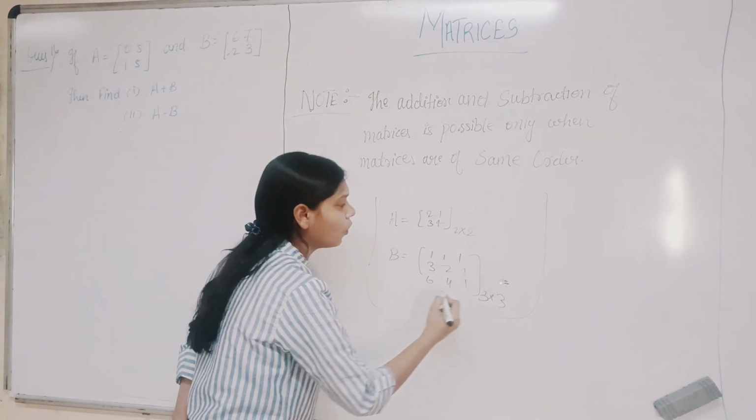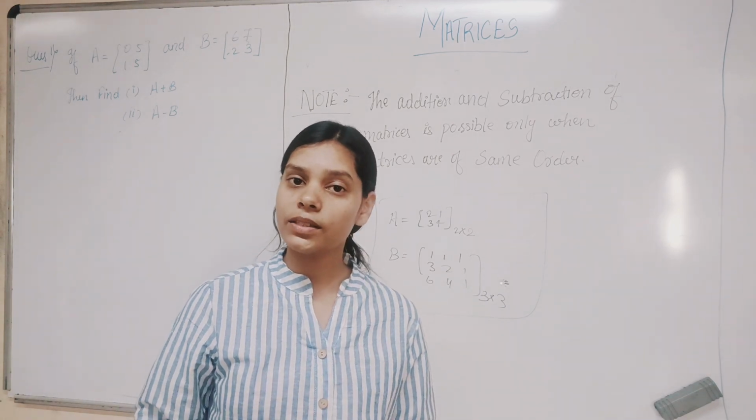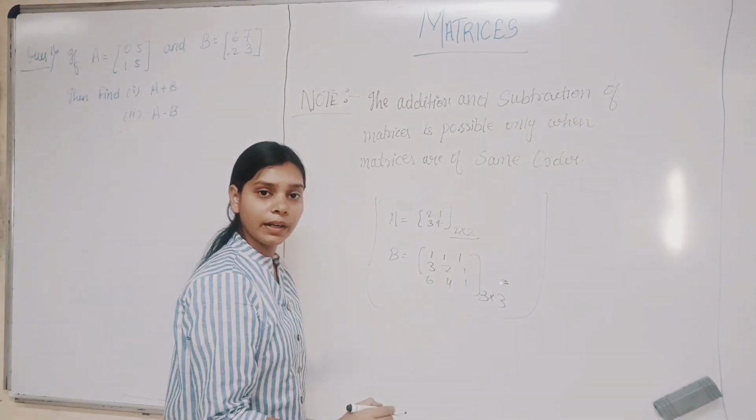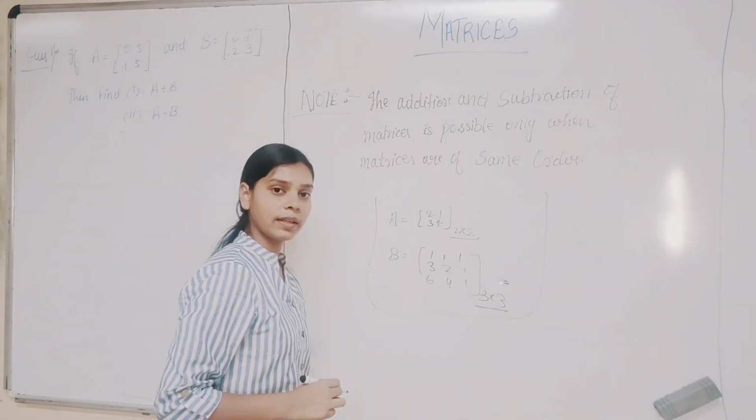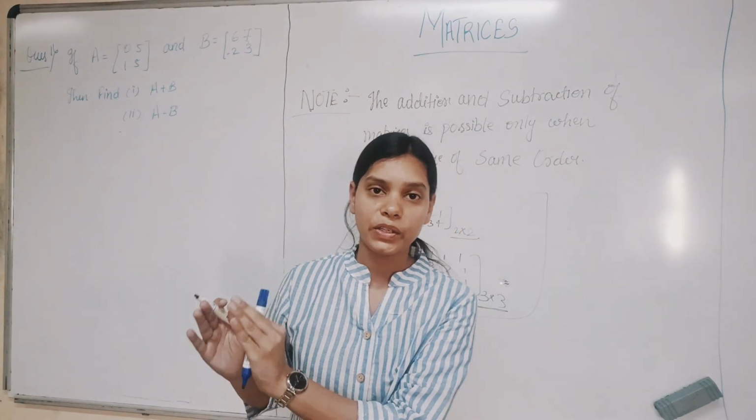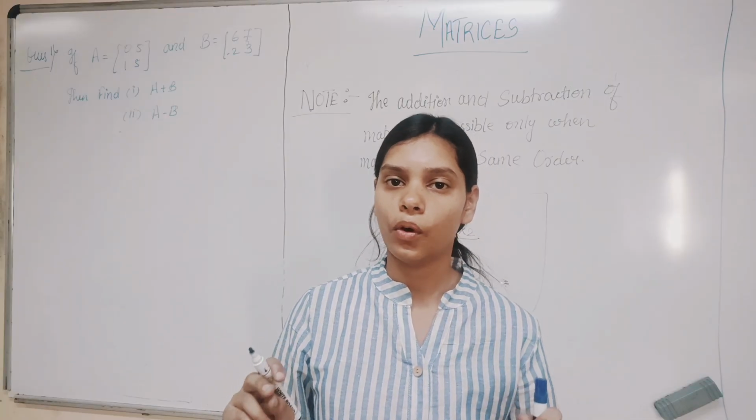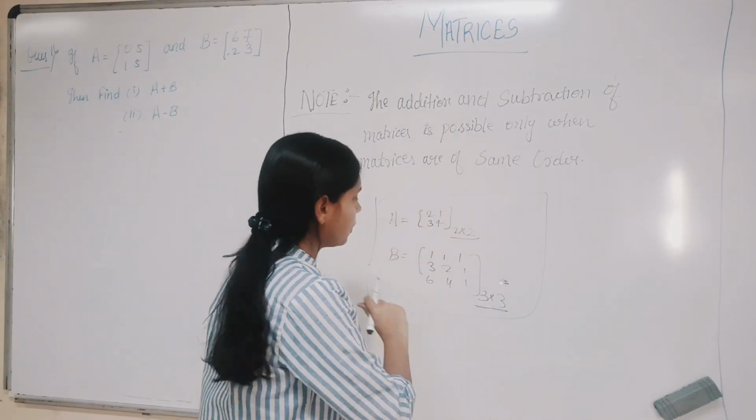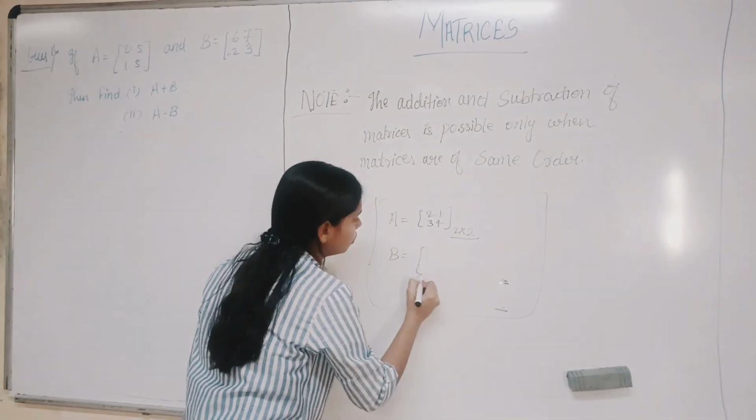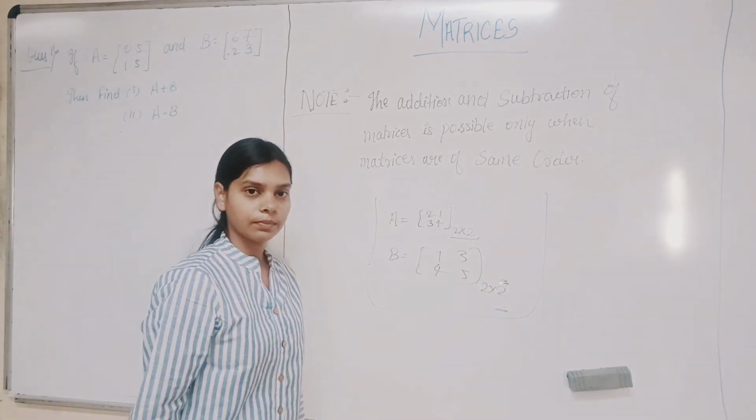If anyone wants to add the given matrices, the matrix addition is not possible here, because one is a 2 cross 2 matrix and the other is a different order matrix, and we already know that matrix addition is possible only when both matrices are of the same order. Right, so this is possible when the given matrices are both of order 2 cross 2.